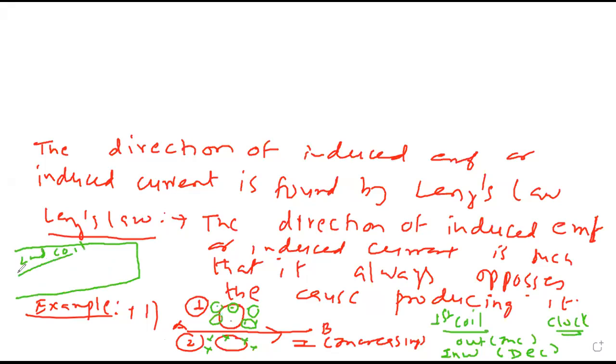Now tell me for the second coil. In the second coil, the field is inward, again increasing. By Lenz's law, it should be decreased. Inward will be decreased by an outward field. Outward means current should be anti-clockwise. So here it is clockwise current, and in this case it is anti-clockwise. Please write properly everything. I'm doing many more examples, so you'll get an idea of the direction of current and induced EMF.